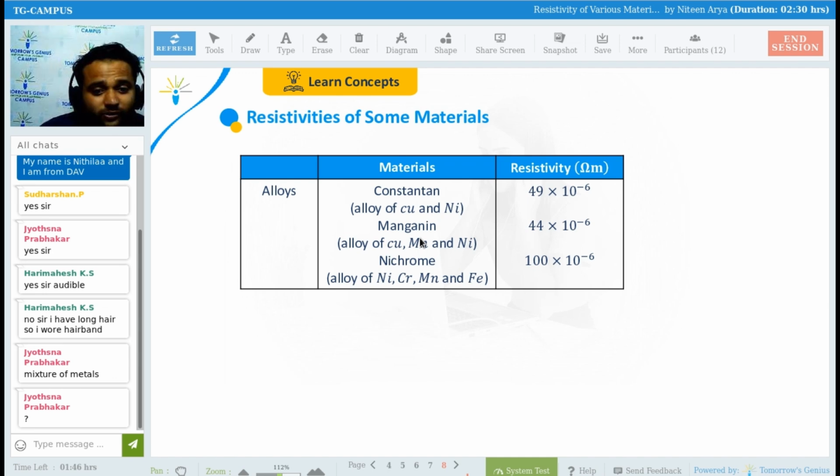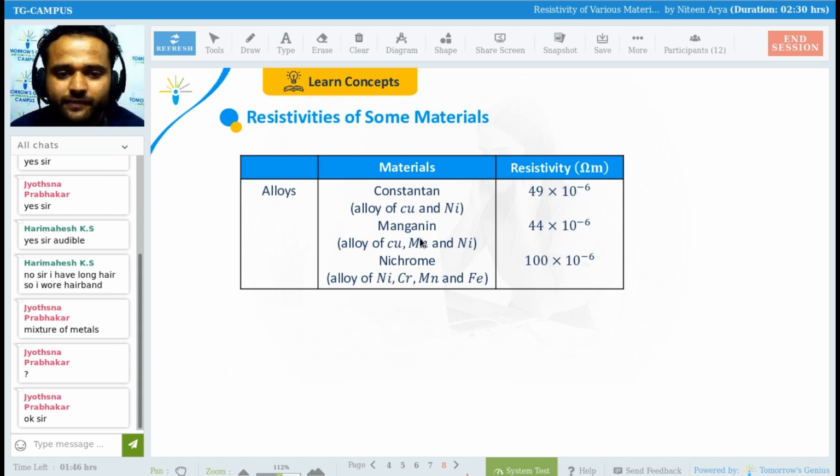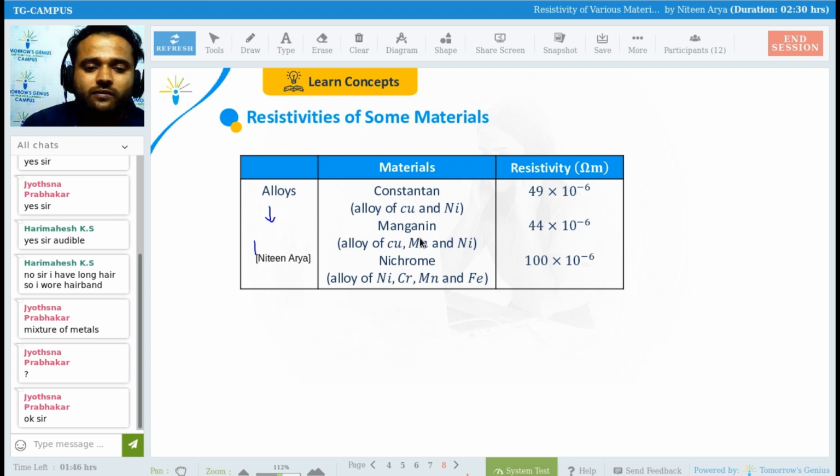Homogeneous or heterogeneous, I don't know about that much, but fixed ratio. They are mixed in a particular fixed ratio. If copper is going to be 90%, then nickel is going to be 10%. Always and always for constant. Okay. So alloy is a mixture of two or more than two conductors, but in a fixed ratio.